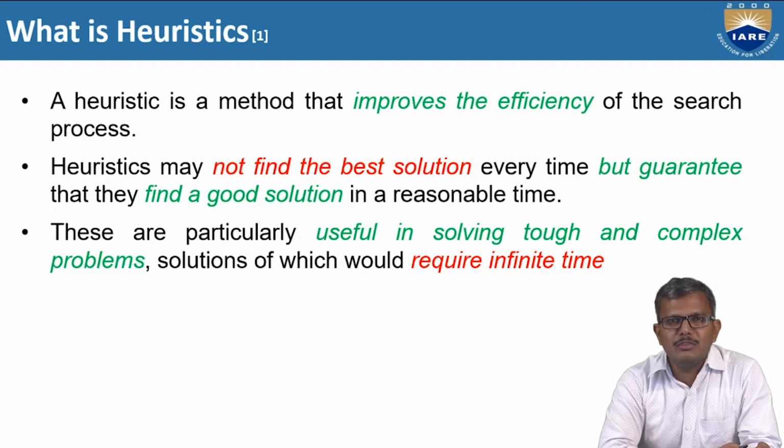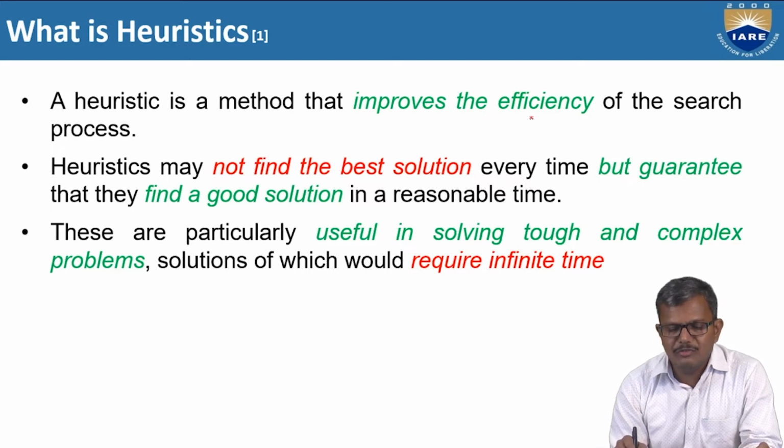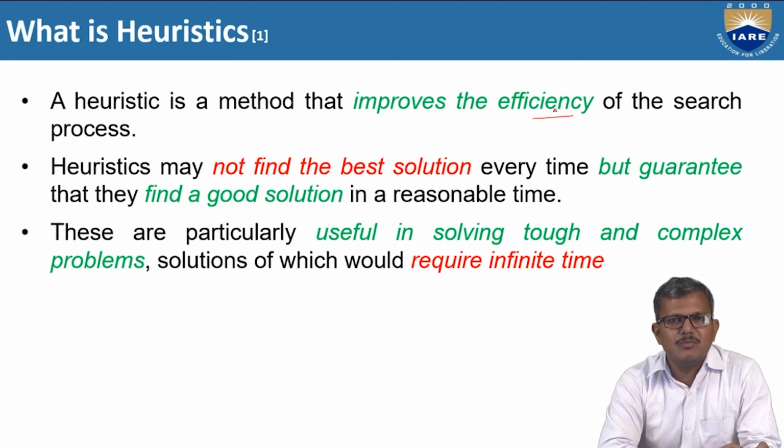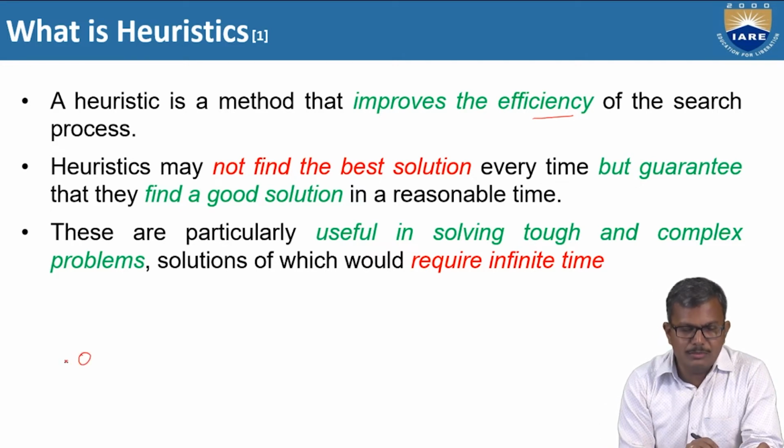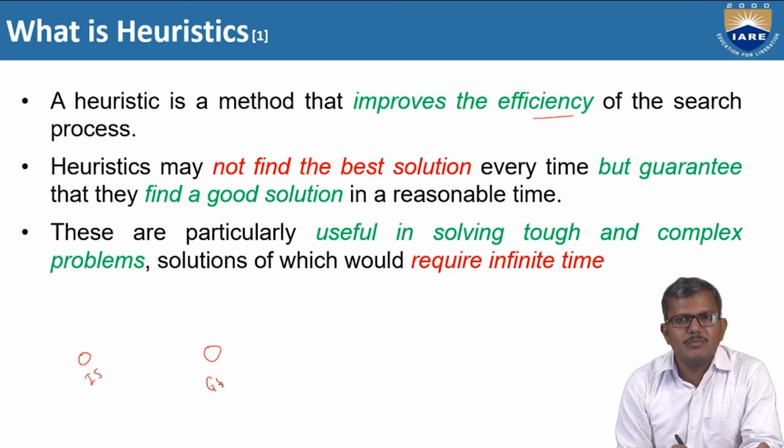Now, many times I am using the word heuristic. So what does this heuristic do for us? Heuristic is a method which is going to improve the efficiency of the search process. For example, think that this is your initial state. From this initial state, you want to move towards the goal state. This is your initial state and this is your goal state.